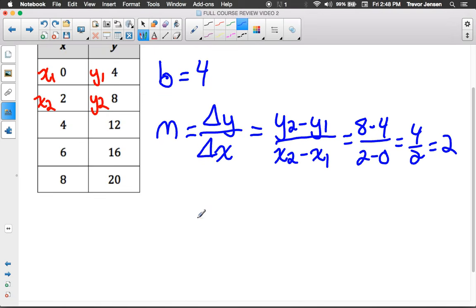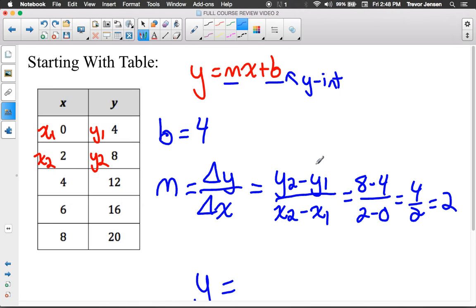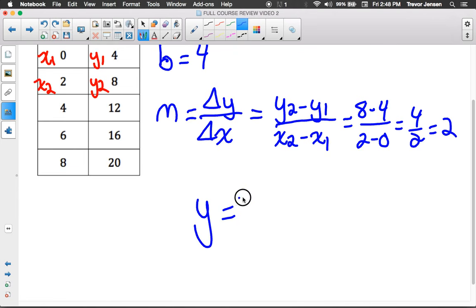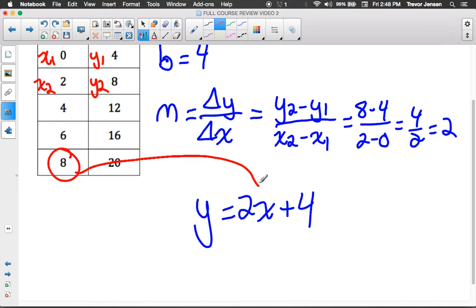I can write my equation by plugging in m and b into y equals mx plus b, and I get y equals 2x plus 4. This equation shows the relationship between x and y. And notice this equation works, right? If I plugged in 8 for x into this equation, what should I get my answer for y to be? It should be 20. 2 times 8 is 16 plus 4 is 20. It shows the relationship between the two variables.